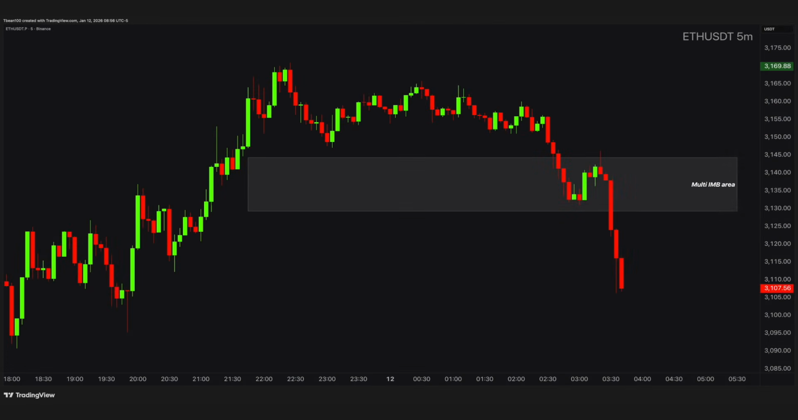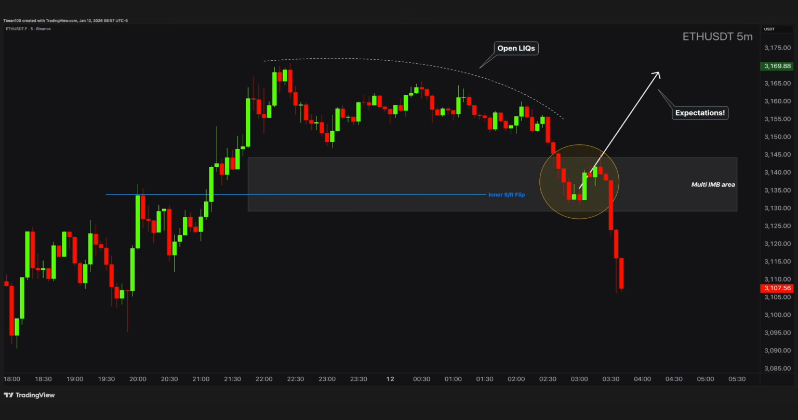Now let's check the same area on the real-time charts using the 5-minute time frame. First of all, let's talk about what we actually have here in front of us. We have this nice inner SR flip location, as you can clearly see on the chart, and on top of that we also have these open liquidity areas sitting above us as our clear targets. So naturally, my normal expectation here would be price moving up from this area, because we have strong signs and a very tradable zone here.